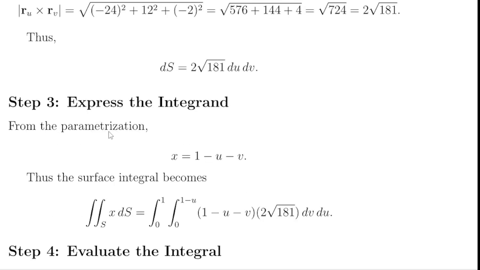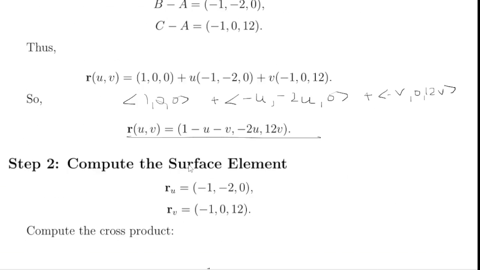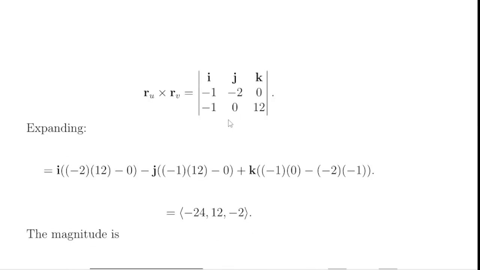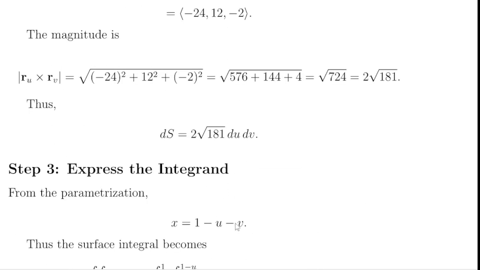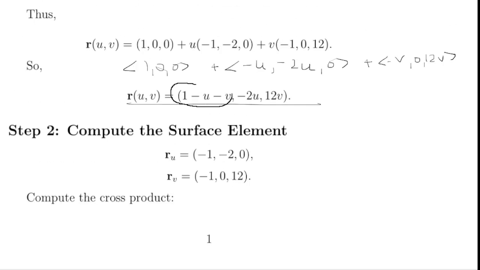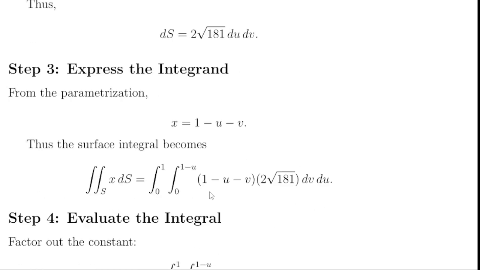So now let's rewrite this. Originally, inside the integral we had x dS. So we can change x to just 1 minus u minus v, because if we look at the parameterization over here, this represents x. So that's what goes inside the integral. And then we have the magnitude of the cross product, which we found to be 2 root 181, and then we'll multiply by dv du.